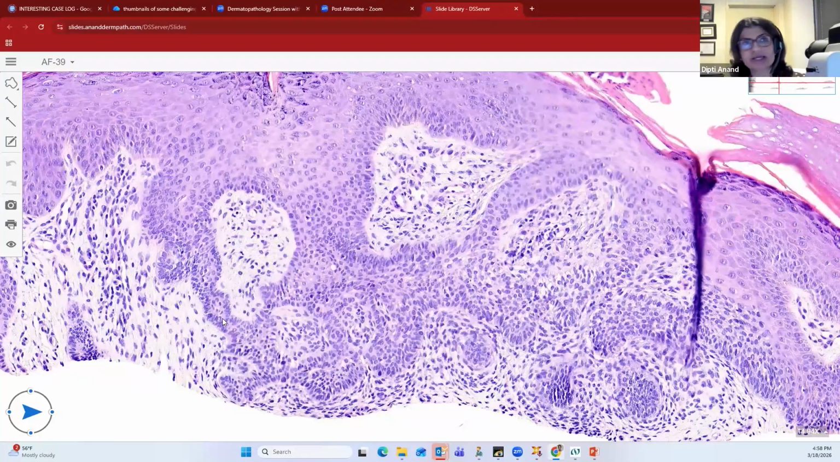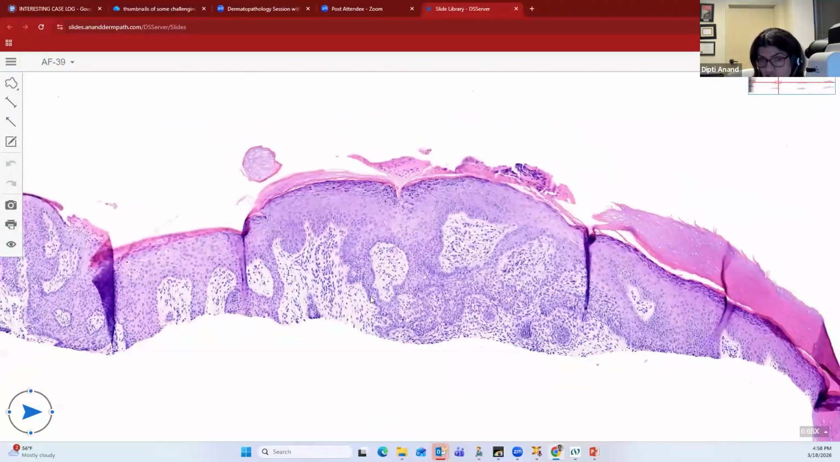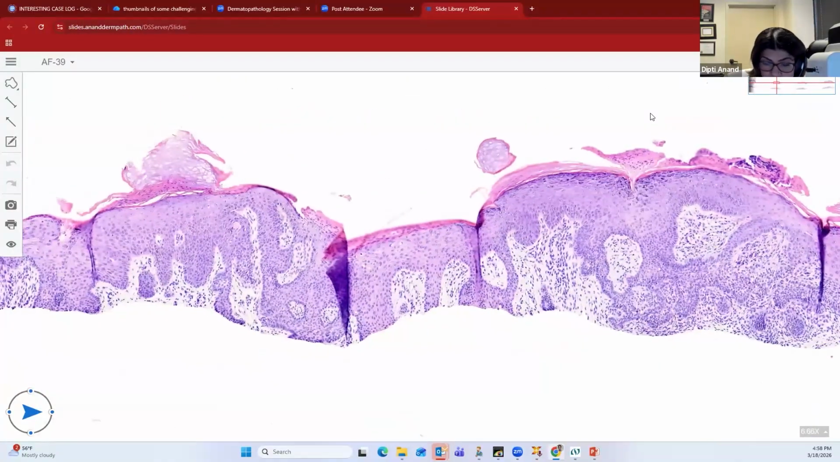So we have talked about tricholemmal derivation in pilar sheath acanthoma, in proliferating pilar tumor, in pilar tricholemmal cyst, and then again in tumor of follicular epithelium. And you can see here these parallel plate-like structures oriented parallel to the epidermis, with the outer palisading and the inner cells which are jumbled up and cleared out, which are all your tricholemmal cells. So that's your tumor of follicular infundibulum.